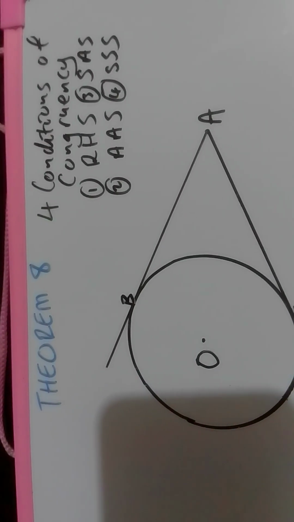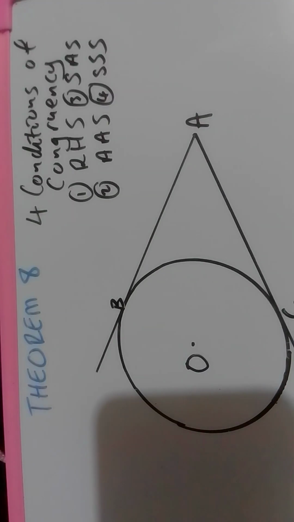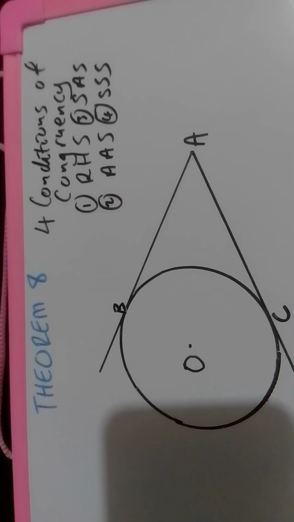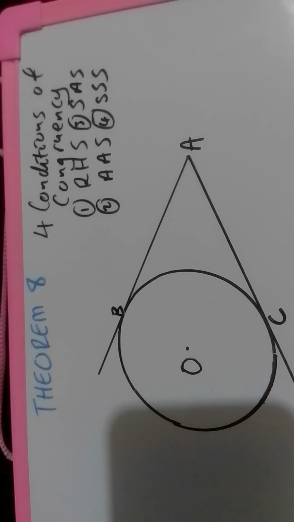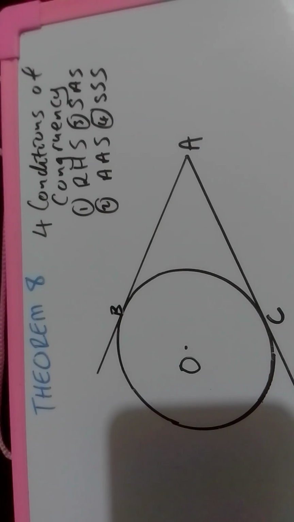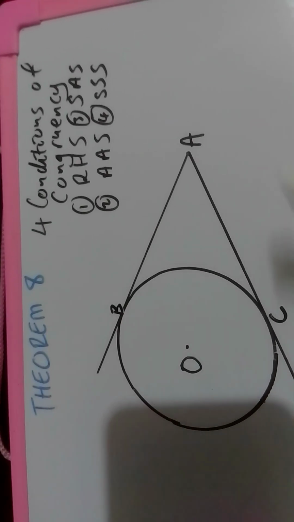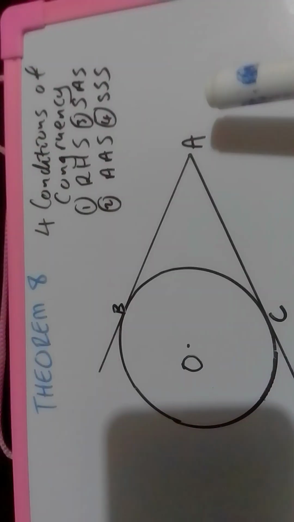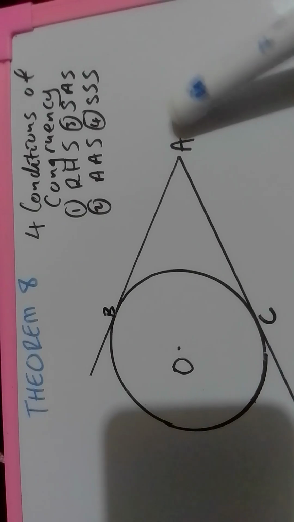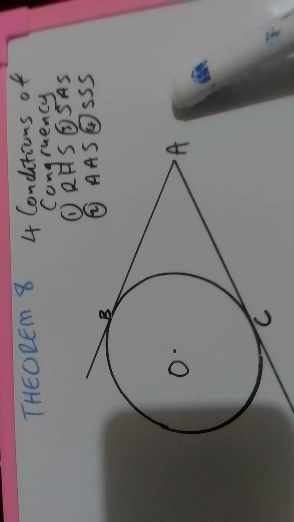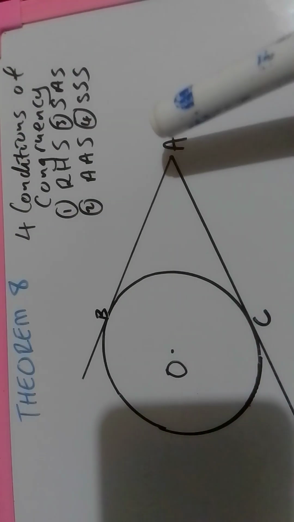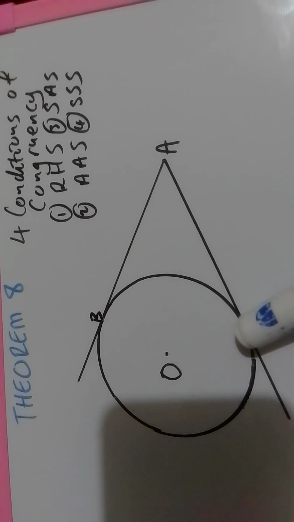All right, we are back and we're on Theorem 8. We're still continuing with our work on tangents, right? So in this particular case of Theorem 8, we have a unique situation whereby we are provided with two tangents, tangent AB and tangent AC. The tangents start from point A and then they go towards the circle, towards B, and towards C.